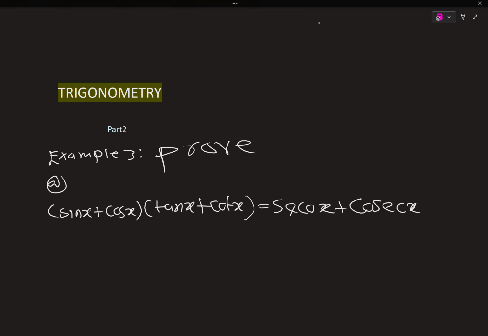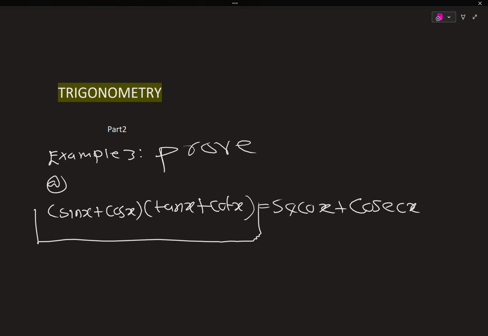Let us continue from where we left off. So we have this trigonometric identity that they want us to prove. It can look complicated, but it's very simple, so I'm going to break it down for you. The first step is to pick the most complex side. I can see that my most complex is this one here, so I'll pick that.